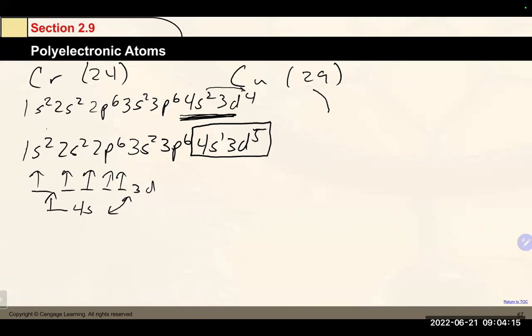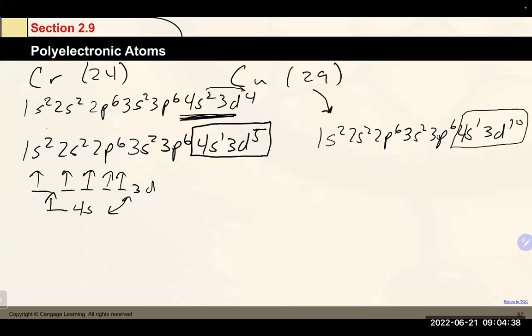Copper is a very similar exception. It is 1s2, 2s2, 2p6, 3s2, 3p6. Once again, it has one less electron in the s, one more electron there in the d. So it looks like 3d10 in this case is the exception. And what that does is basically pair up all of the d orbitals and leaves our higher energy electron unpaired in the 4s.